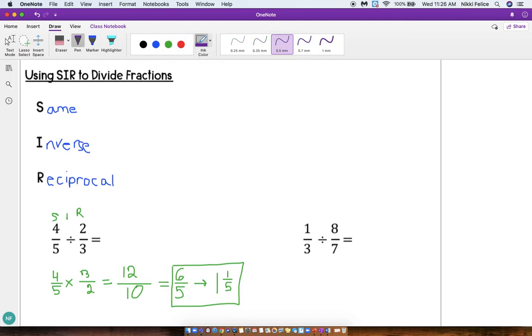Let's do one more. Same, inverse, reciprocal. So instead of 1/3 divided by 8/7, we are going to take that 1/3 and multiply it by the reciprocal, which would be 7/8. When we multiply that, we get 7/24. And this fraction cannot be simplified. So that is my answer.